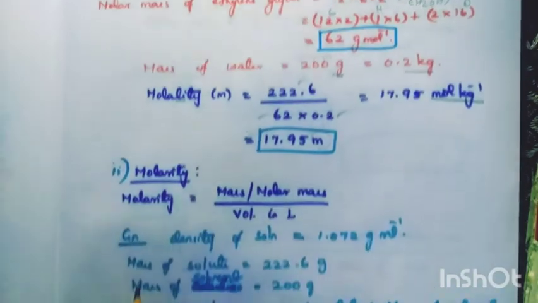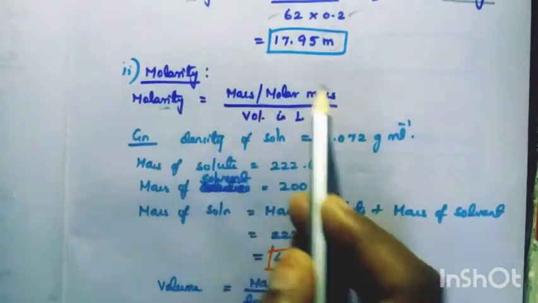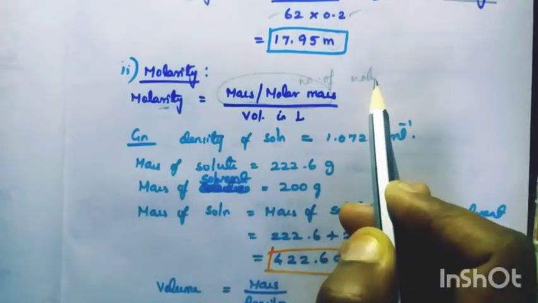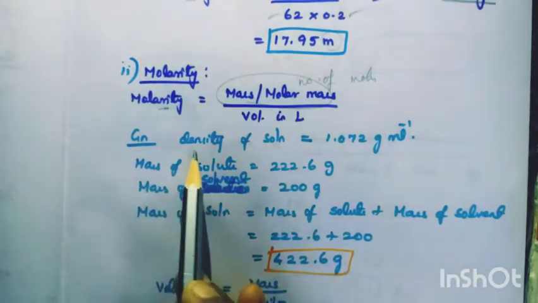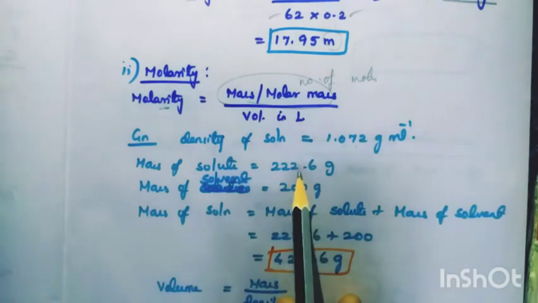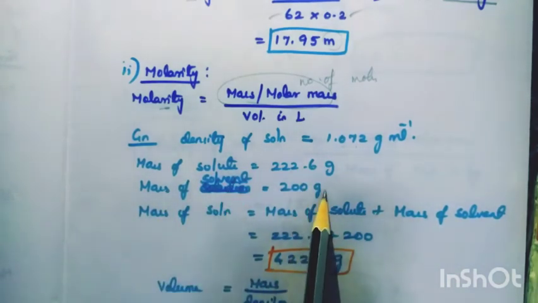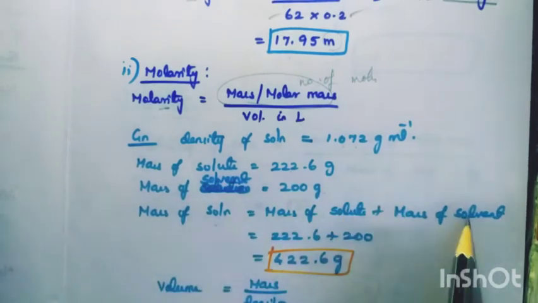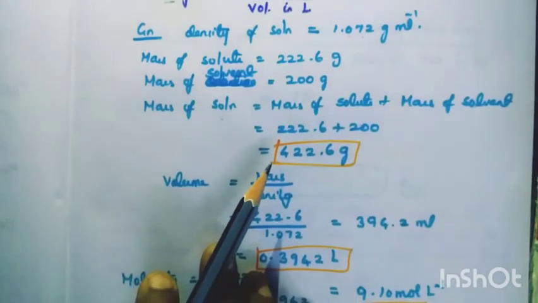Next we are going to calculate the molarity. The molarity formula is the number of moles by the volume of the solution in liters. The density is given. The mass of the solute is 222.6 gram, and the mass of the solvent, water, is 200 gram. The mass of the solution is solute plus solvent, so we add both of these.